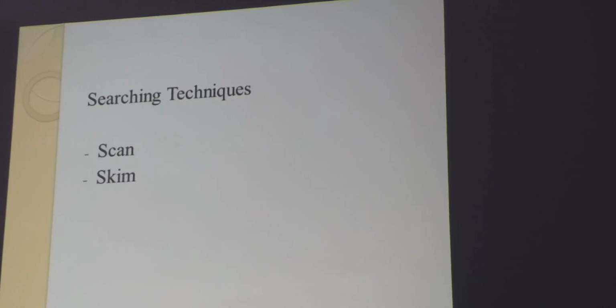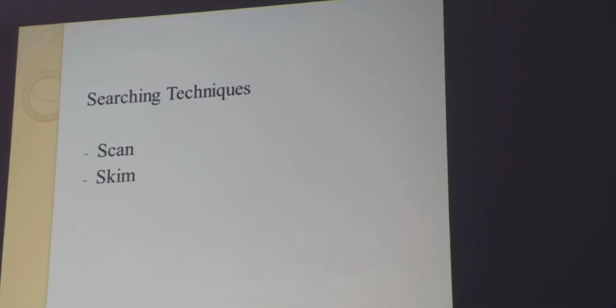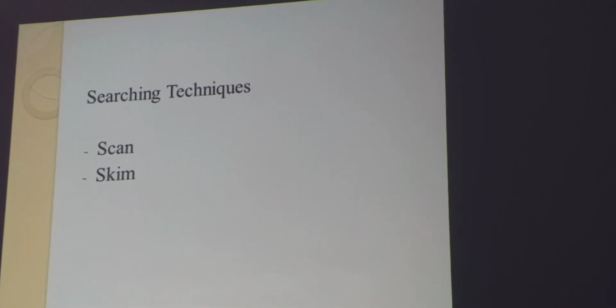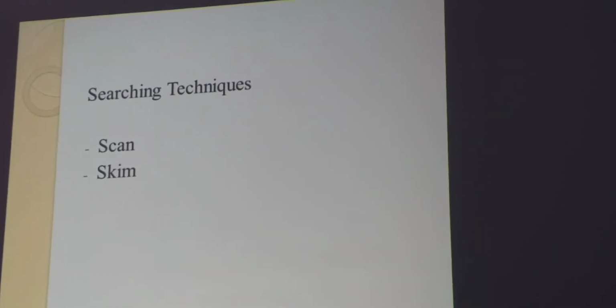Now we move on to talk about searching techniques. In searching techniques, as you can see here, we've got scan and skim. So what is meant by scan and what is meant by skim? To scan the literature for various types of content, for example, including theoretical foundations and definitions. So scanning means that I'm going to scan the literature to search for theoretical background, some definitions of key concepts that have a relation with my topic, discussions and debates, current issues in the field.